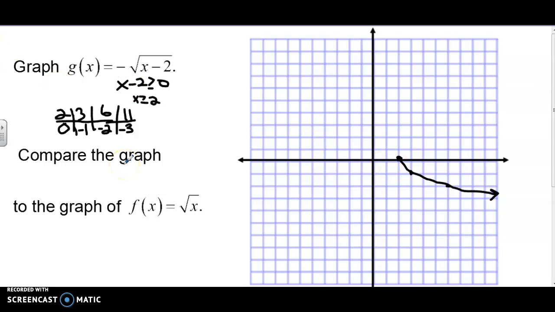Okay, so now we're going to compare the graph to the graph of f of x equals the square root of x. So the negative sign in front means that it is a reflection.